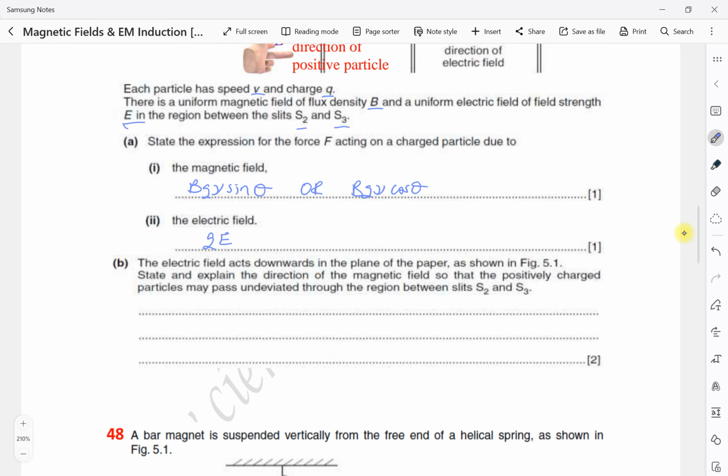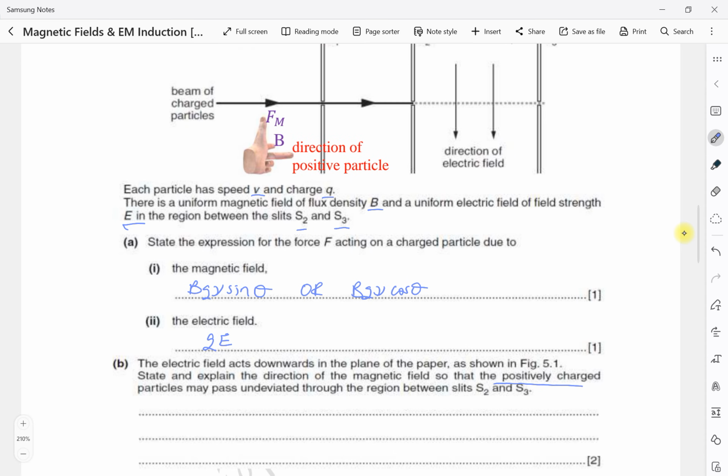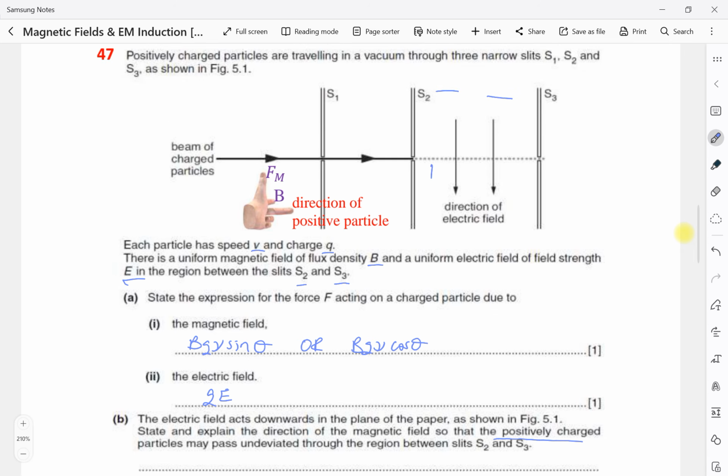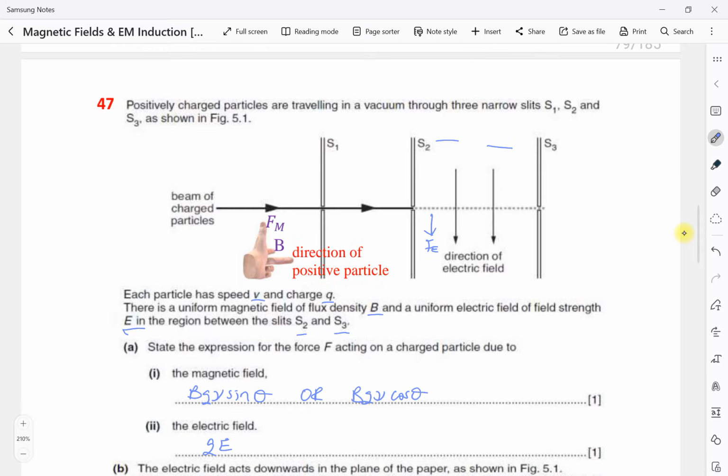State and explain the direction of the magnetic field so that the positively charged particle, the particle is positive. The direction of the electric force on a positively charged particle is the same as that of the electric field. So since the electric field is downwards and the particle is positive, the electric force is going to be downwards, which implies that the magnetic force must be upwards.